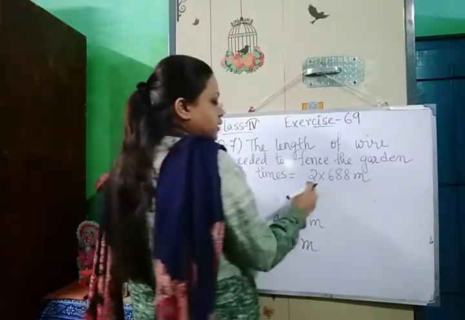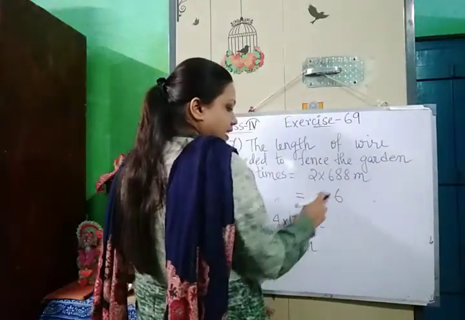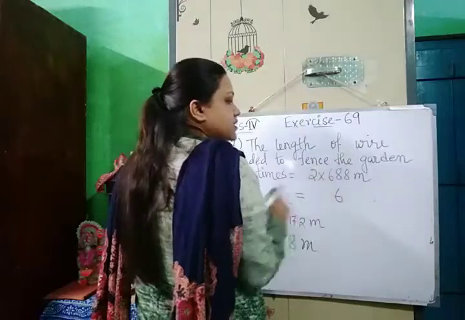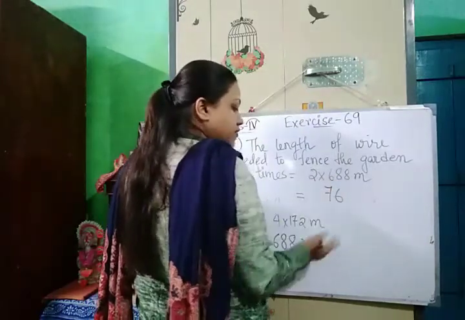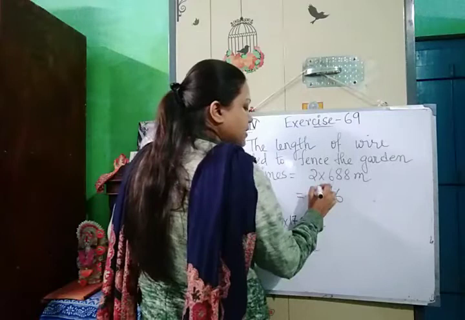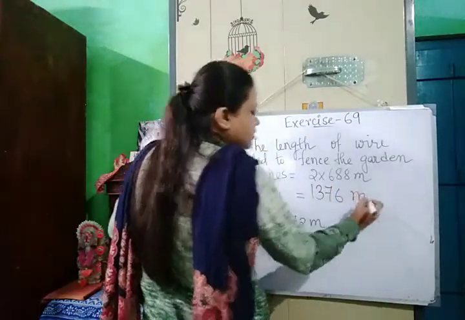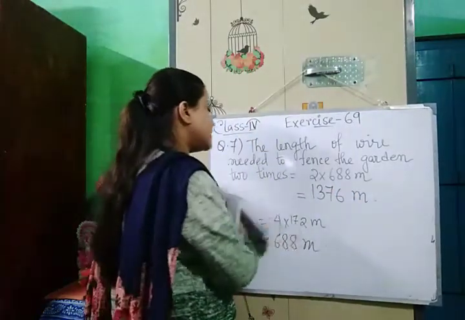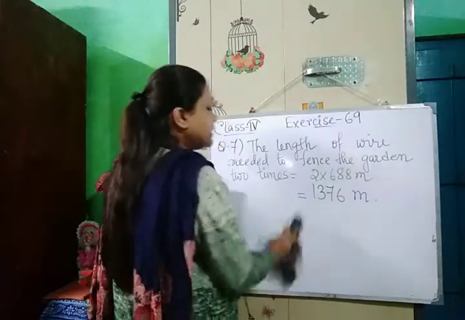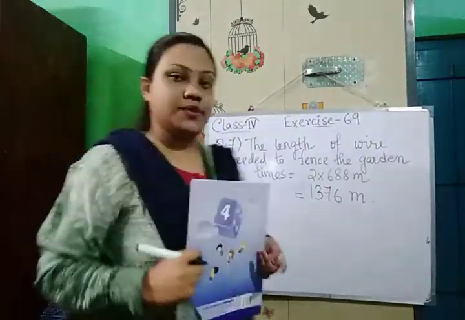Now we will multiply. 2 8s are 16, 6 here, 1 in hand. 2 8s are 16 plus 1, 17, 7 here, 1 in hand. 2 6s are 12 plus 1, 13. So 1376 meter wire will be needed to fence the garden.